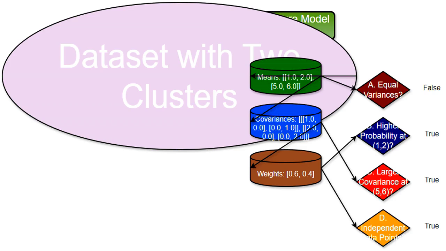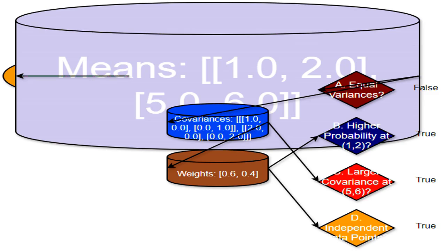We're working with a dataset that has two distinct groups, or clusters, of data points. Think of it like sorting marbles. You have a bunch of red marbles and a bunch of blue marbles, and we're trying to figure out where each marble belongs.